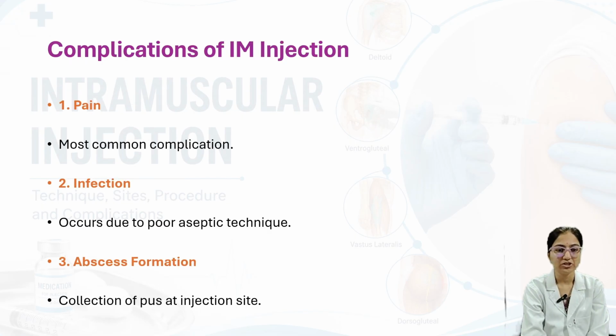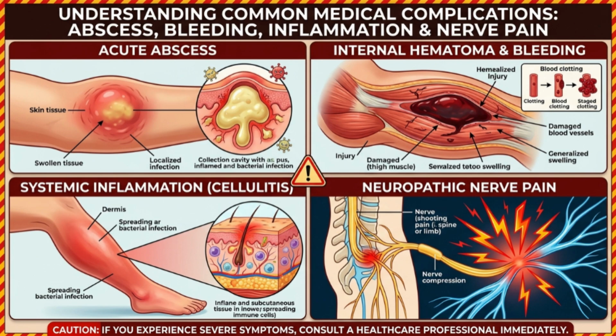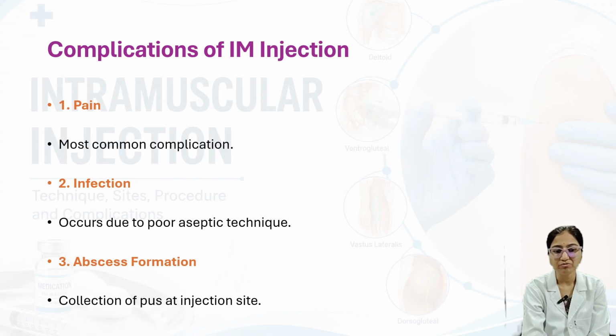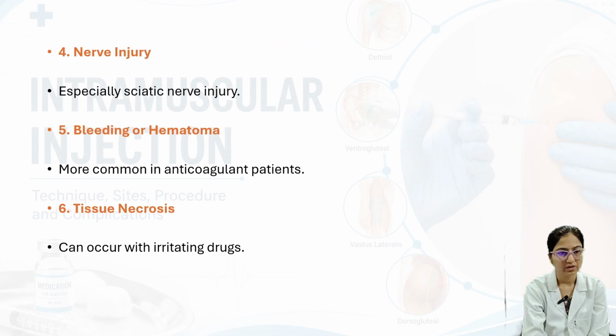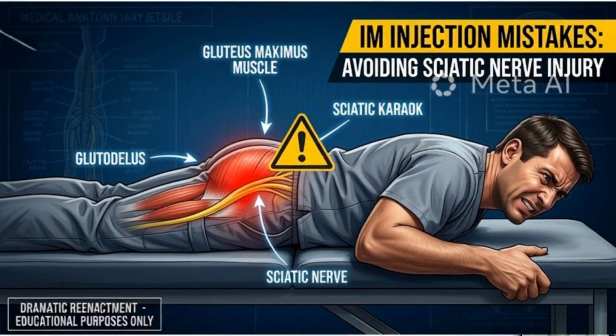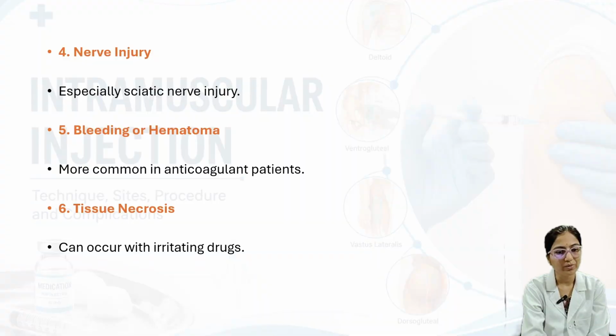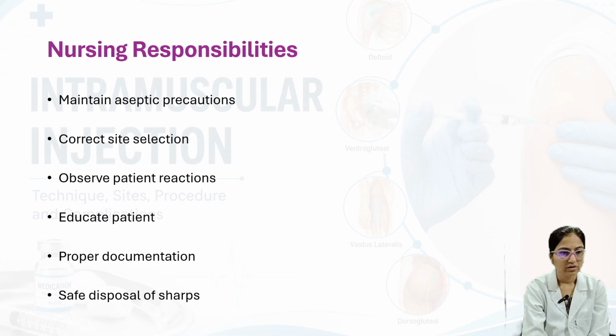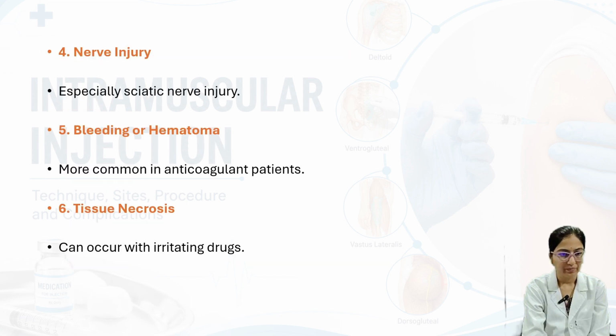Next, we'll see complications. It's a very important thing. We need to remember, we need to know. Complications of IM injection. Pain, the most common complication it is. And then infection occurs due to poor aseptic technique. And then abscess formation, collection of pus at injection site. Next, nerve injury, especially sciatic nerve injury. It's very dangerous. And then bleeding or hematoma, more common in anticoagulant patients we can see. And then tissue necrosis can occur with irritating drugs. These are the complications.